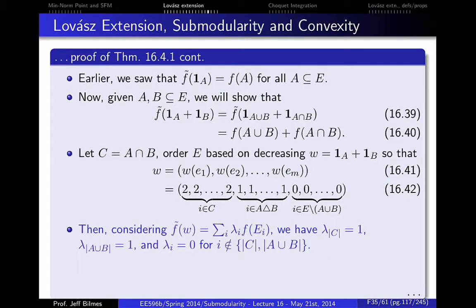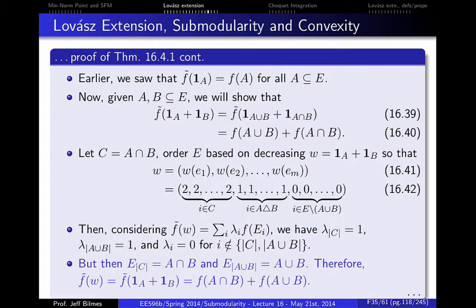So now when we consider this function here, right, we have lambda c is equal to 1, because that's going to be that first critical point. We're going to have lambda a union b is equal to 1, and the rest of the lambdas are going to be equal to 0. So what we're going to get back then is that because it's only the critical points that matter, f tilde of w is equal to f of the union plus f of the intersection.